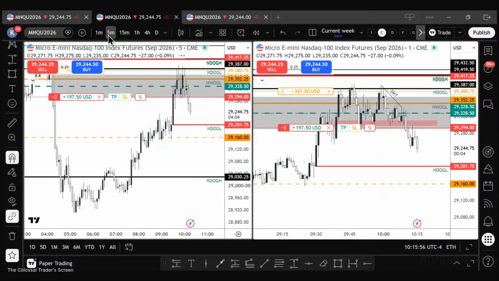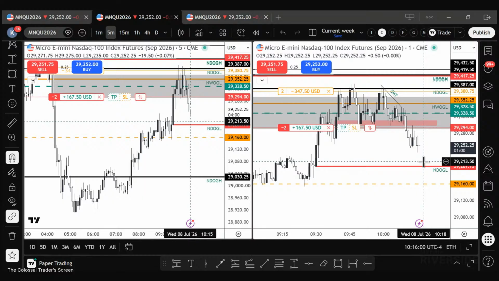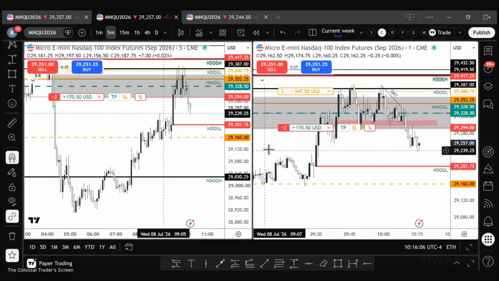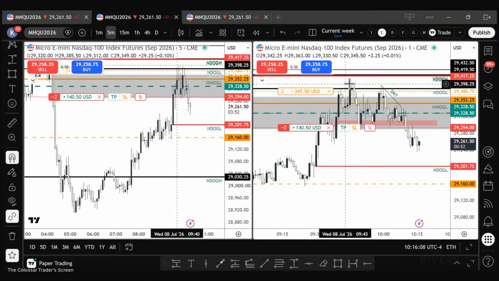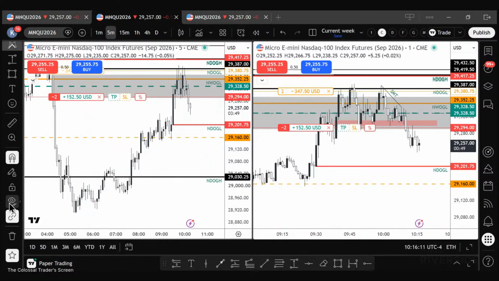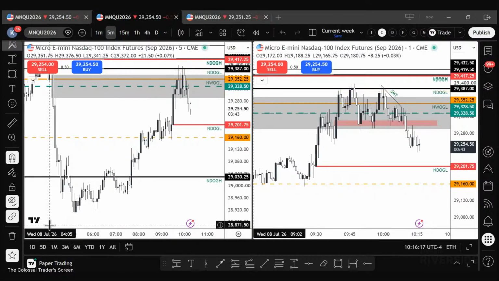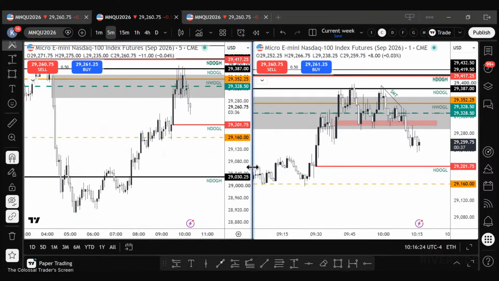All right, 5-minute chart. We have that nice rejection here. Now, what I'm going to do, guys, I like to hide my entry sometimes because there's too much on the chart, and I want to focus on price only. So let's do that. Oh, not that. Let's hide position orders only.